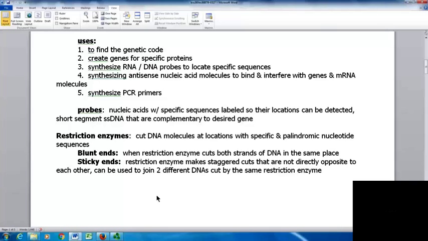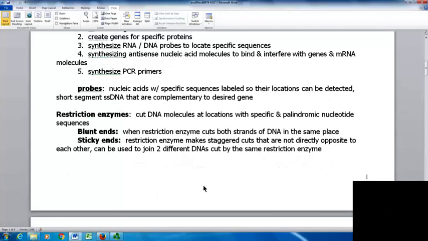If you make a cut with sticky ends, your restriction enzyme is going to make a staggered cut. These are not directly opposite to each other, so this can be used to join two different DNAs cut by the same restriction enzyme because each will make a complementary piece.